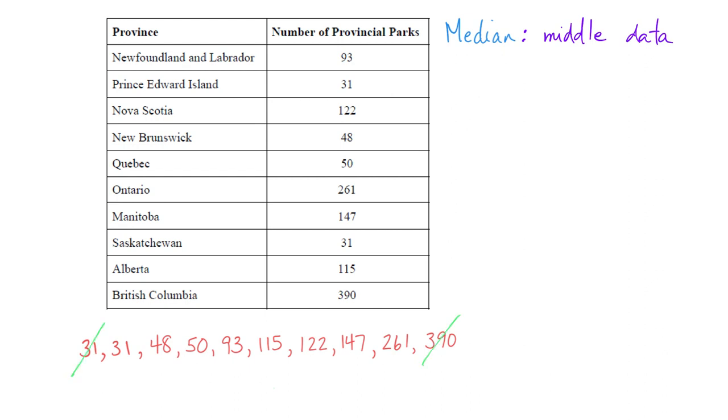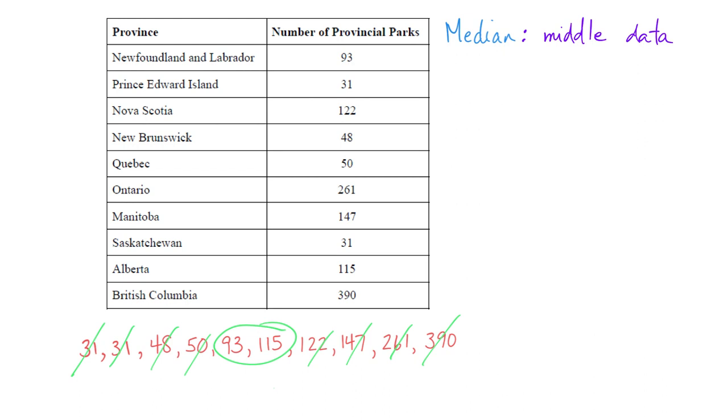So let's cross off one of both numbers on the extremes. We'll cross off another one. We'll cross off another one. We'll cross off another one. And now we notice we're left with 2 pieces of data. If, when we went through crossing off to work to the middle, we were only left with 1 piece of data, that would be your median.